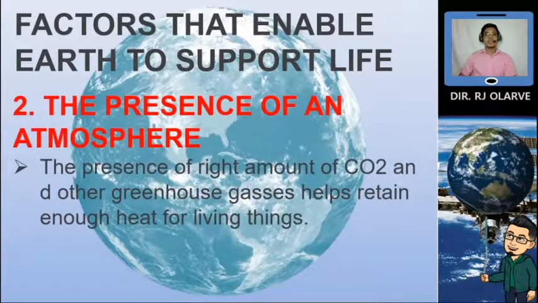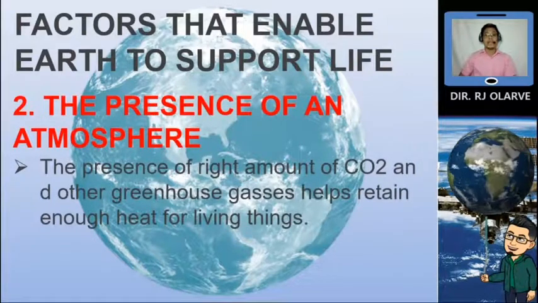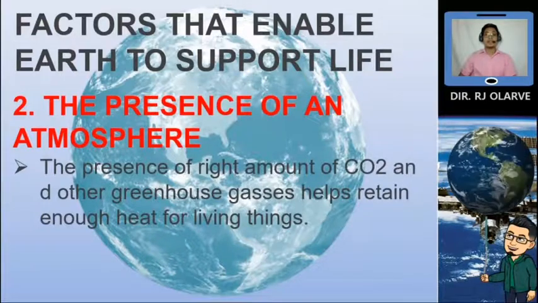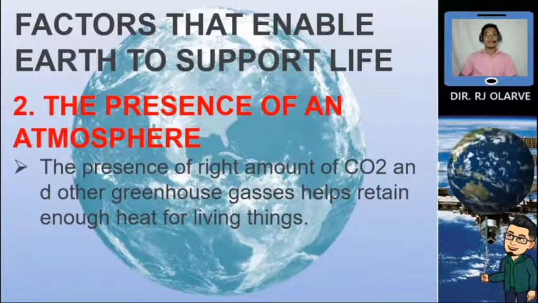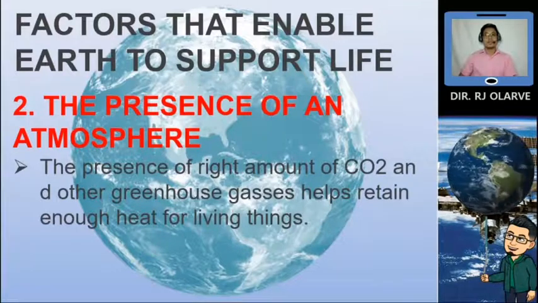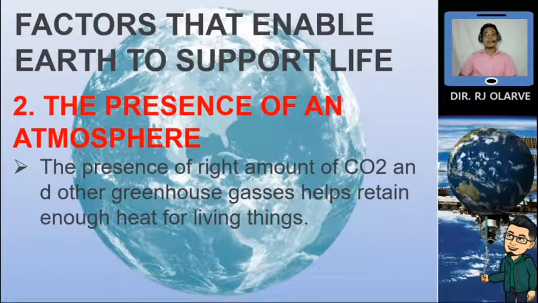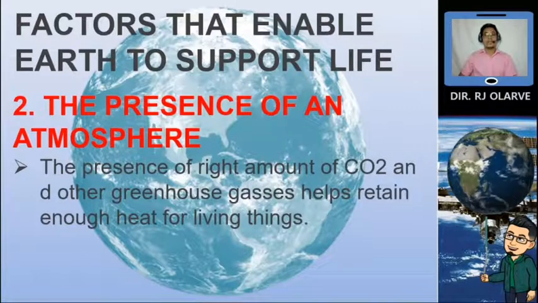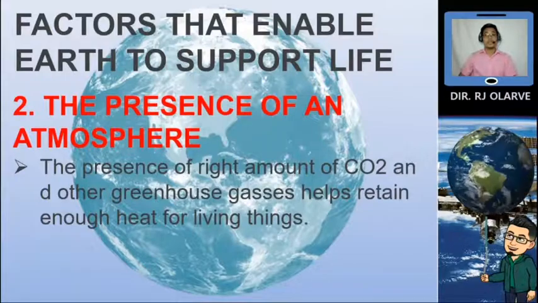And also, the presence of the right amount of carbon dioxide and other greenhouse gases helps retain enough heat for living things. So ito na yung kapag nagkaroon ng too much na carbon dioxide and greenhouse gases sa atmosphere, natatrap na yung init. Kaya nga dapat is magkaroon lang tayo ng right amount of carbon dioxide and greenhouse gases in order for enough heat to be retained to be used by the living things.